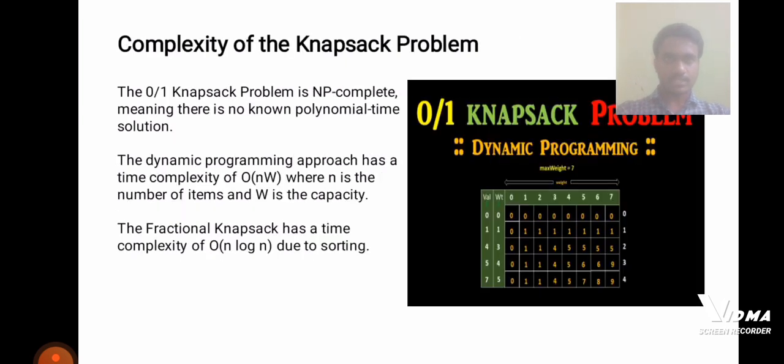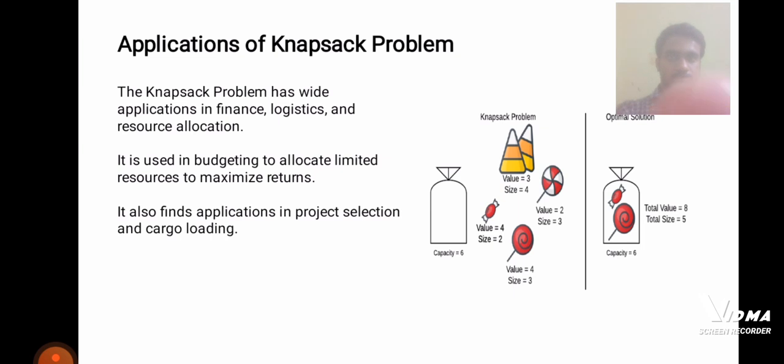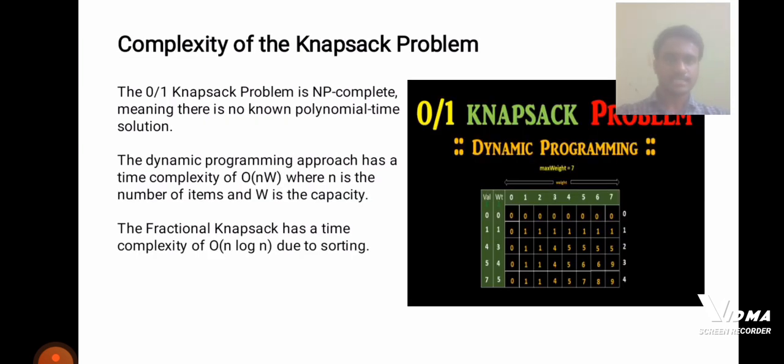Next, complexity of the knapsack problem. The 0/1 knapsack problem is NP-complete, meaning there is no known polynomial time solution. The dynamic programming approach has a time complexity of O(NW), where N is the number of items and W is the capacity. The fractional knapsack has a time complexity of O(N log N) due to sorting.